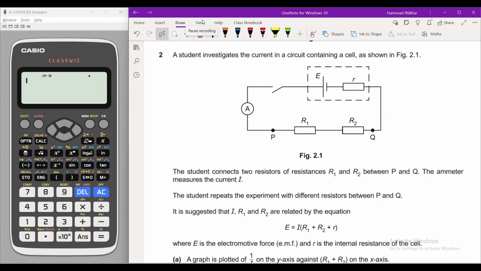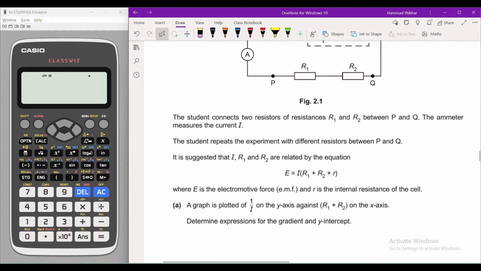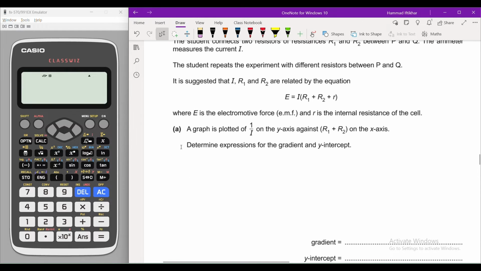Okay, the student repeats the experiment with different resistors between P and Q. It is suggested that R1 and R2 are related by this equation, where E is the electromotive force, EMF, and small r is the internal resistance of the cell. A graph is plotted of 1 over I on the y-axis against R1 plus R2 on the x-axis. Determine the expressions for the gradient and the y-intercept.